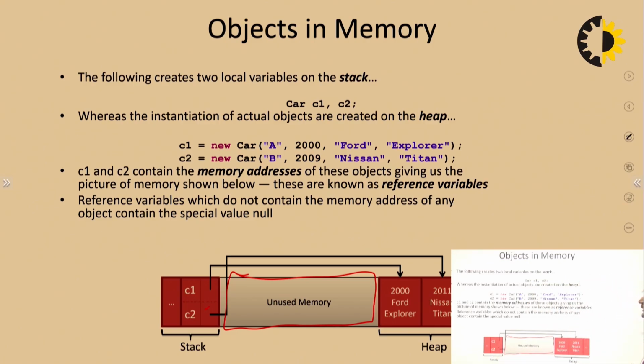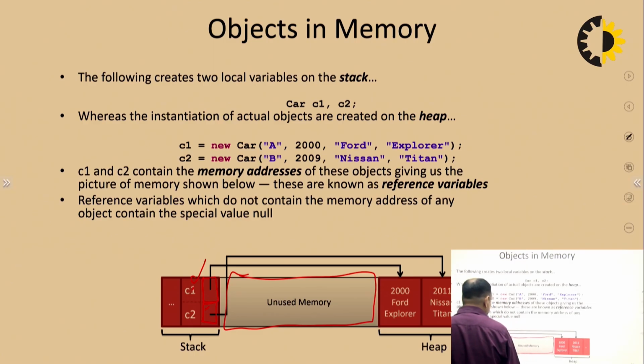So C1 and C2 contain the memory addresses of these objects, giving us the picture of memory shown below. These are known as reference variables. Reference variables which do not contain the memory address of any object contain the special null value. In object-oriented programming, C1 and C2 have a particular location, address, or reference, and it is known as a reference.